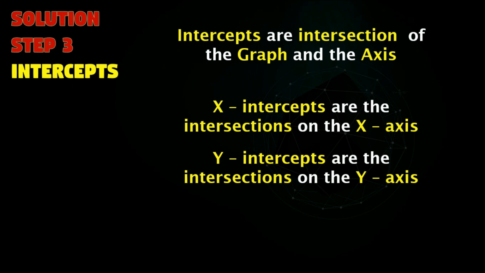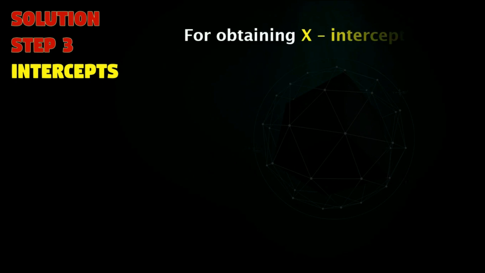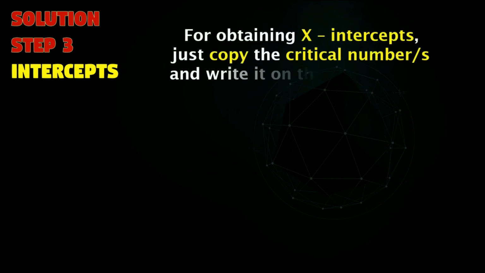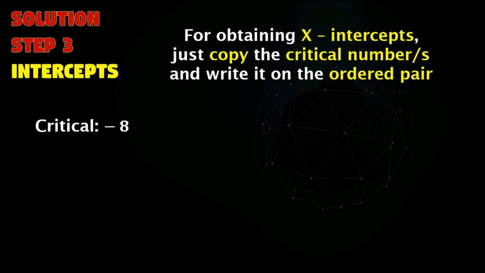For obtaining x-intercept, you just need to copy the critical numbers and write it on the form of ordered pairs. So, from the checklist, the critical is negative 8.